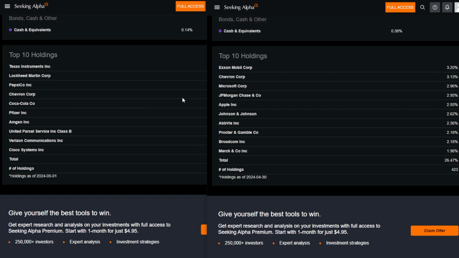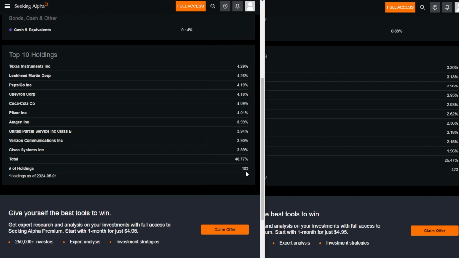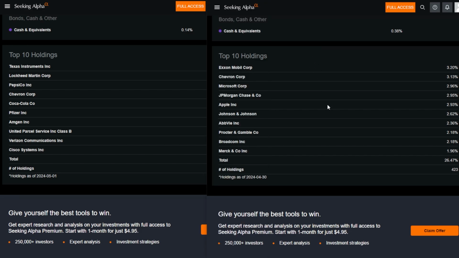This is also a super important aspect, looking at the top 10 holdings for each ETF. Now, side note, DGRO has about 4 times the amount of holdings of SCHD. SCHD has around 100, DGRO has about 400. But the top holdings for SCHD, we have Texas Instruments, Lockheed Martin, PepsiCo, Chevron, Coca-Cola, Pfizer, Amgen, UPS, Verizon, and Cisco. All dividend growth style companies.